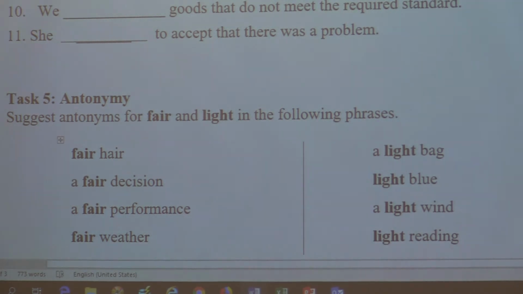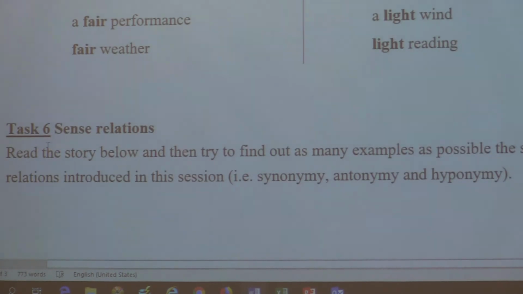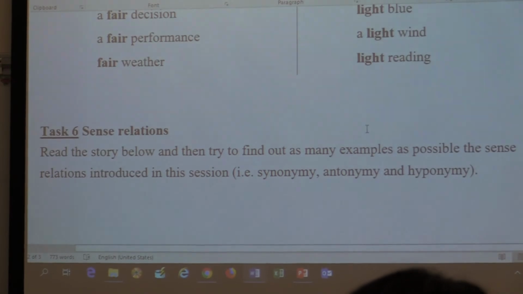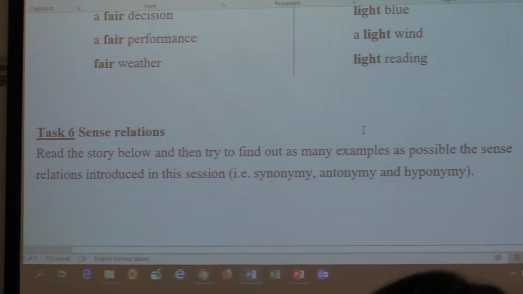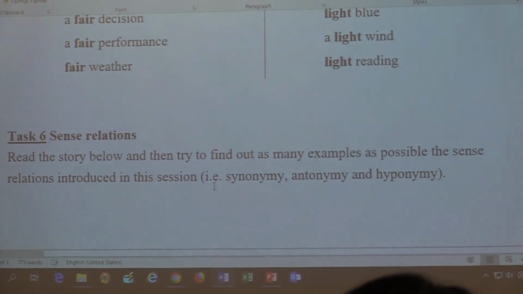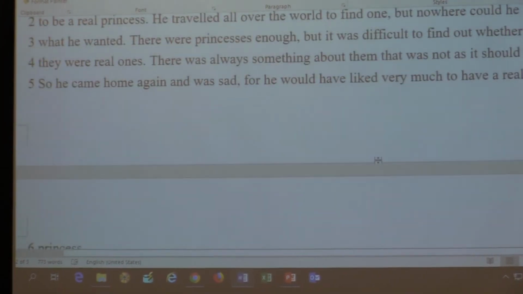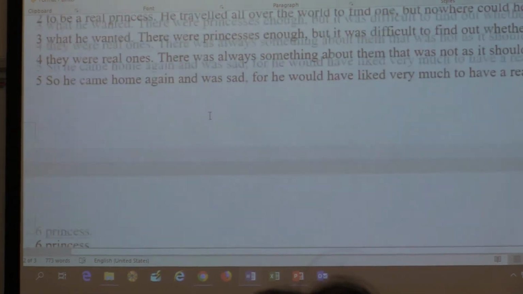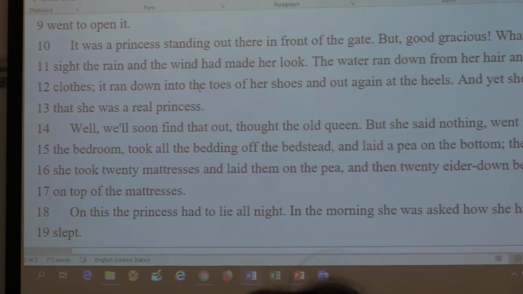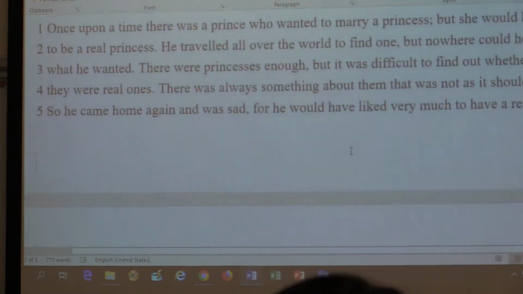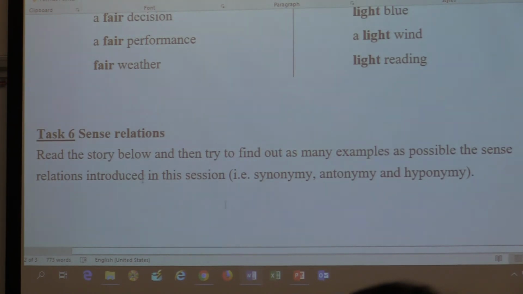You can finish this as homework, okay? I think it will take a while for you to do this. So you have to synthesize all the knowledge you have learned. You have to understand, for example, synonym, antonym, antonymy, and hyponymy, and try to find out all the words which can be classified into one of those categories. Okay, all right?